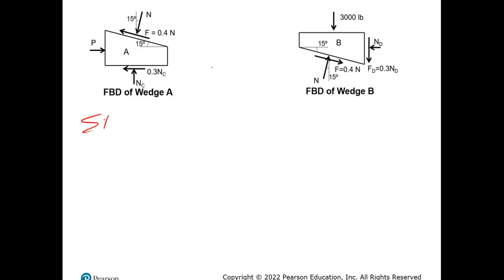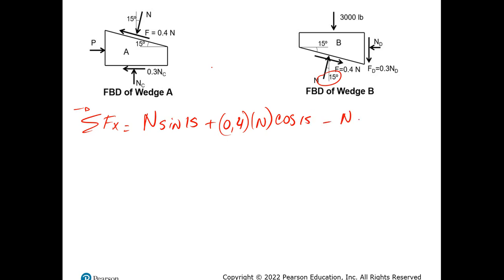So the sum of forces in the X direction, and don't forget the sign, will be equal to the normal force that multiplies sine of 15, plus 0.4 multiplied by the normal, also multiplied by the cosine of 15, minus ND, and that equals 0. I will call this my first equation.